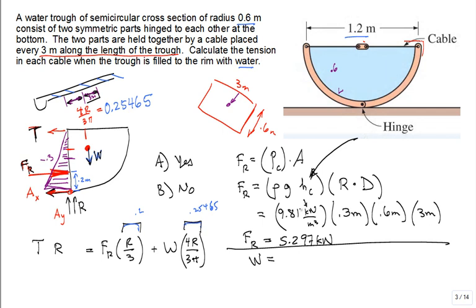Okay. What about the weight? Right. So you just kind of go slow. We know it's mg. Then I need the mass of the water. Well, the mass of the water is going to be the density times the volume of the water. Then I multiply that by g. Okay. So what is going to be the volume?